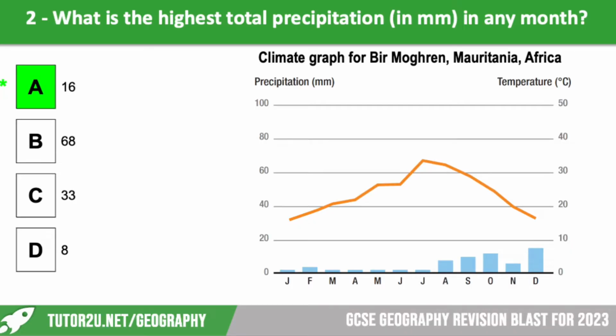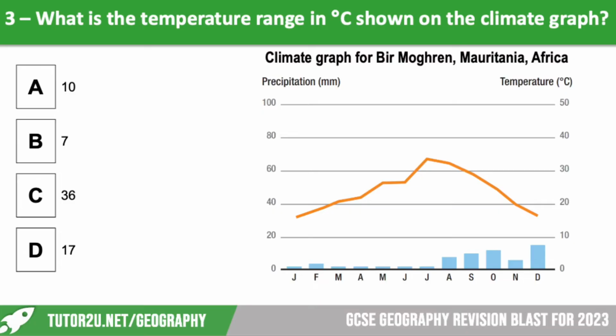Okay, we are looking for 16. You can see that is in December. What is the temperature range in degrees Celsius shown on the climate graph? So hopefully we know that the range is the gap between the highest and the lowest. So we've got A, 10, B, 7, C, 36, D, 17. Let's reveal the answer. It is D, 17.